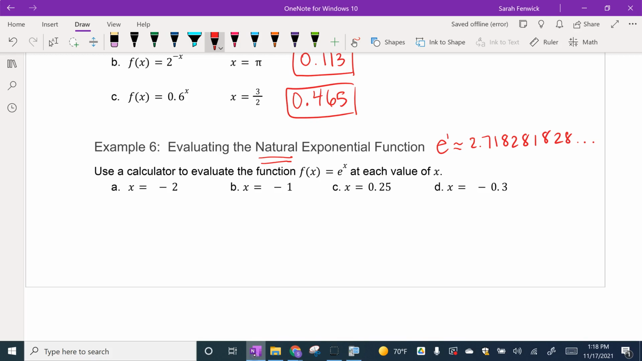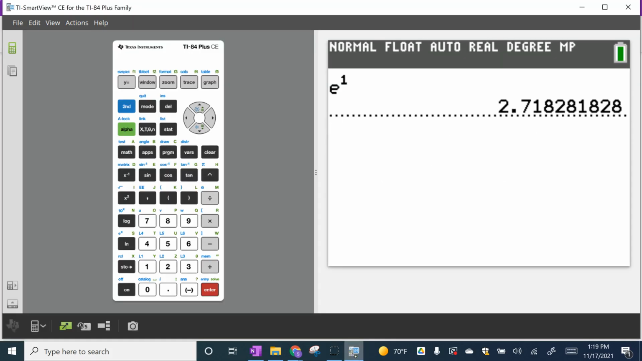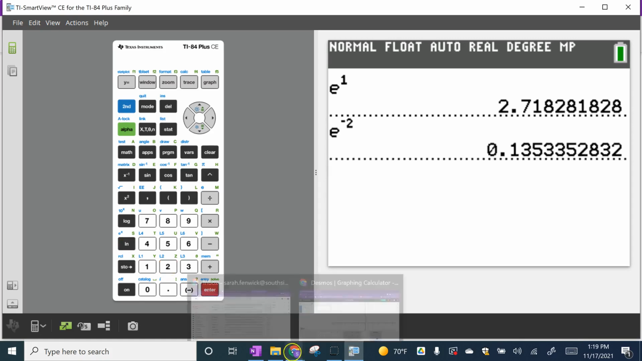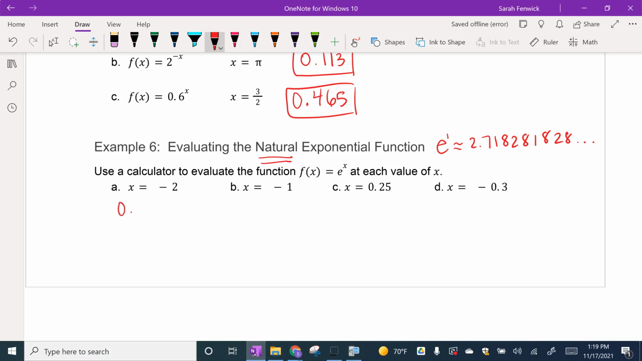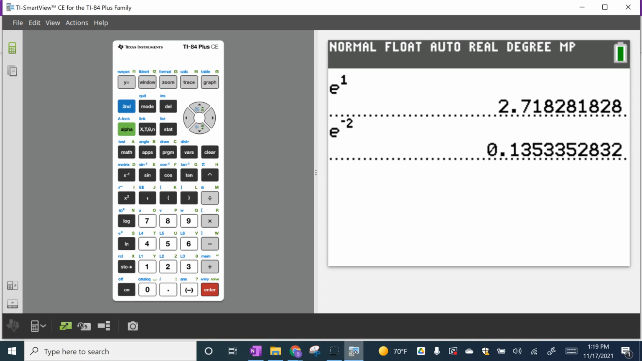However, we are looking for plugging in a -2, a -1, a 0.25, and a -0.3. So E to the -2. Power's already there. 0.135. Somebody asks all the time if they need their leading zero. I prefer the leading zero before the decimal so that I know you have a decimal there. Sometimes your decimals are not always easy to see. 0.368.